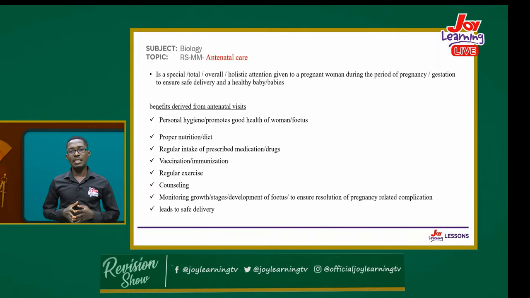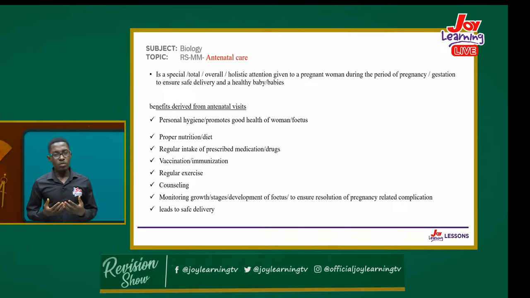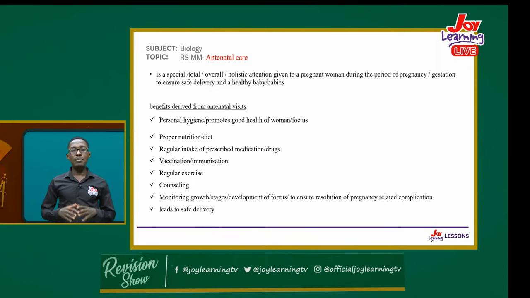One, to promote hygiene. Then to let them eat well, because they weigh them, they know whether they are eating well or not. Then to give them prescribed medication to give them the immune system to withstand the 9 months of what they will face, and other diseases that they can easily get if they don't take them. They also vaccinate them, as I say, for immunity. They vaccinate them to have strong immunity to fight. They encourage them to also do regular exercises.